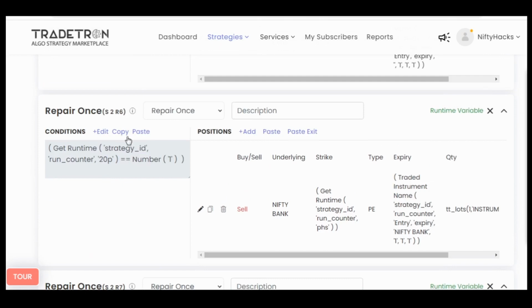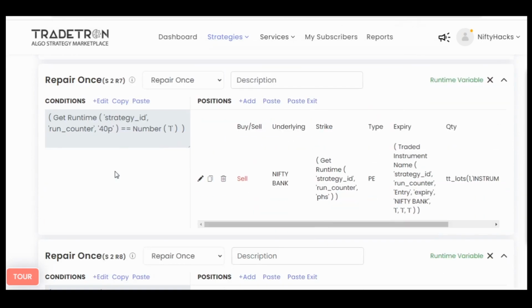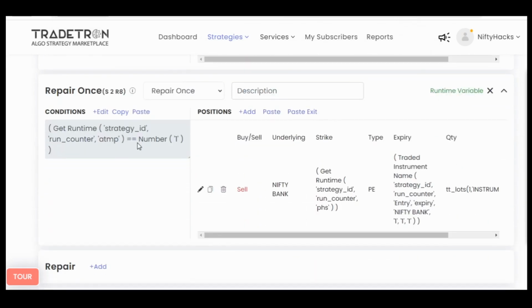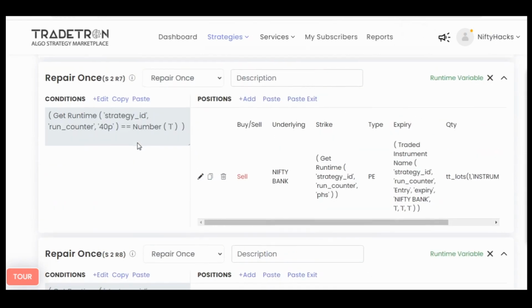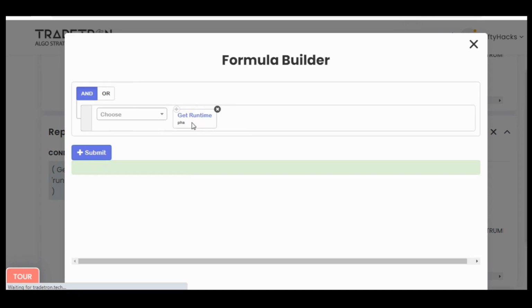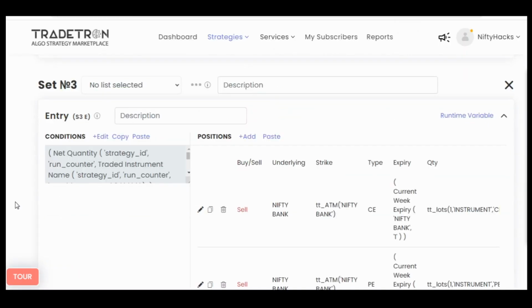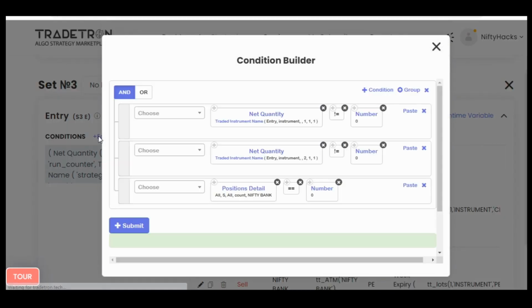And this repair 6, repair 7 and 8 are to check whether the 20% decay hedge has been bought or not, the 40% decay hedge has been bought or not, the ATM hedge has been bought or not. And accordingly, on the selling side, in the position builder, you need to just select get runtime PHS, whichever is the present hedge strike, the put hedge strike, you need to exit that. Simply, set 3 is for short straddle.